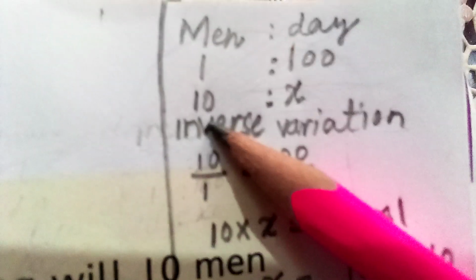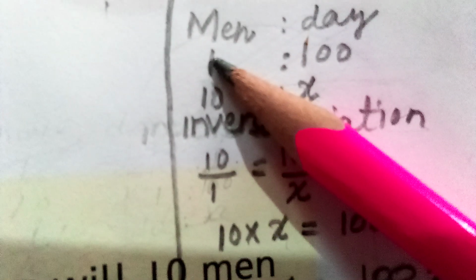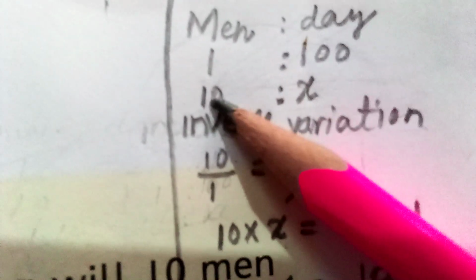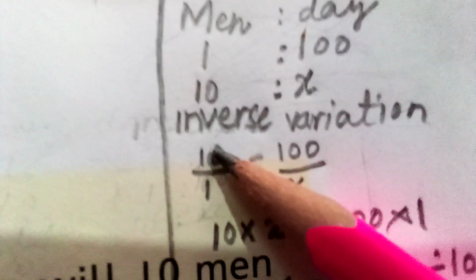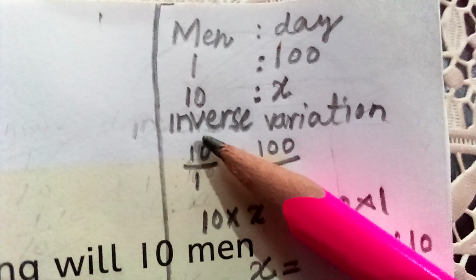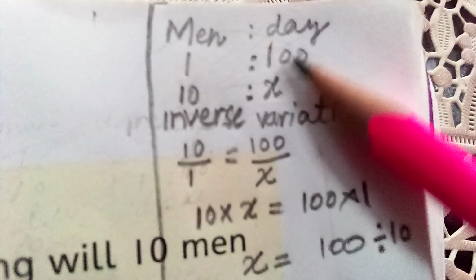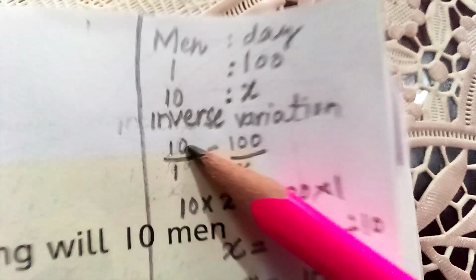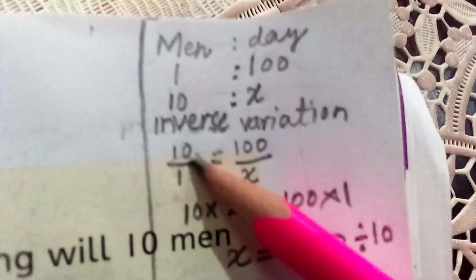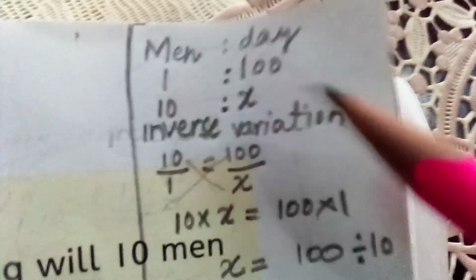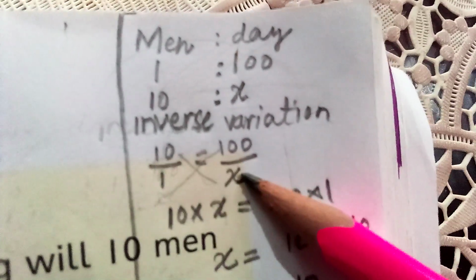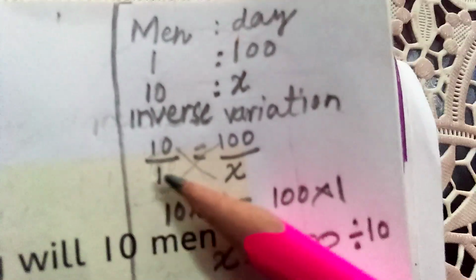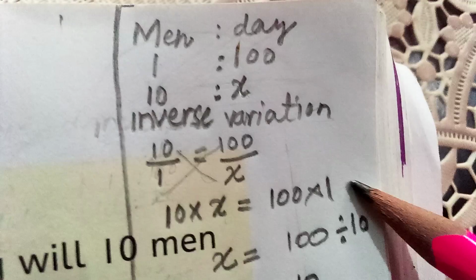When there is inverse variation, we will not write 1 upon 10, we will write 10 upon 1. This is very important. You have to write 10 upon 1, and 100 upon x as it is. Now we will do the cross multiplication. Cross multiplication is like this: 10 multiplied by x equals 1 multiplied by 100.